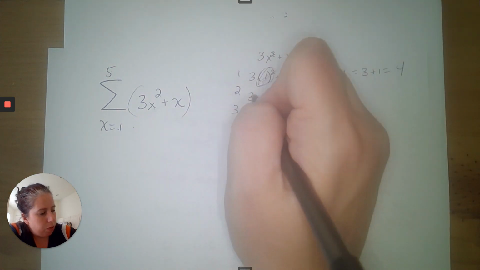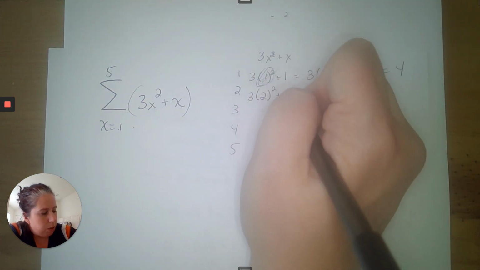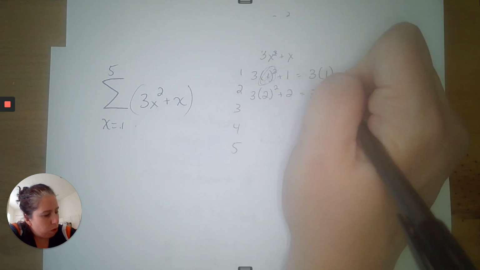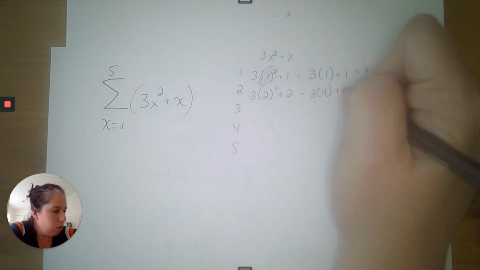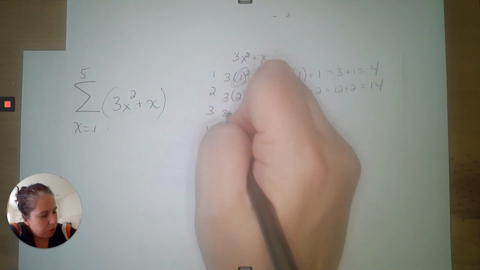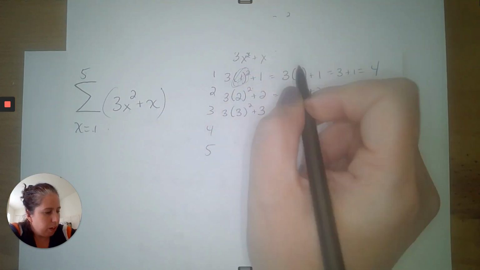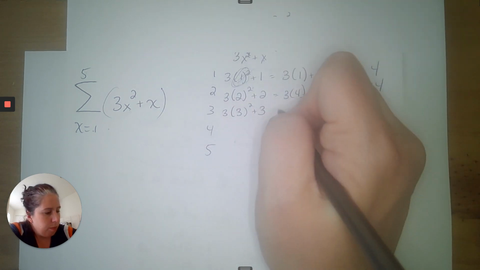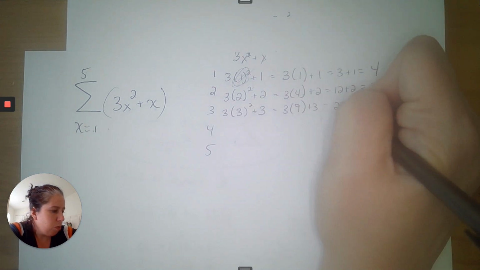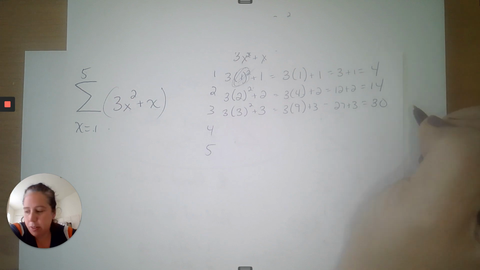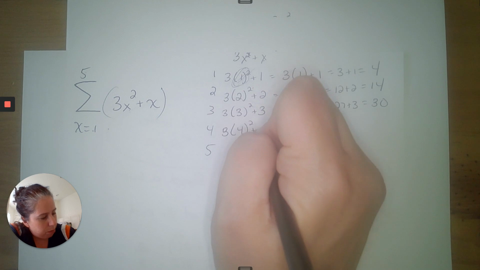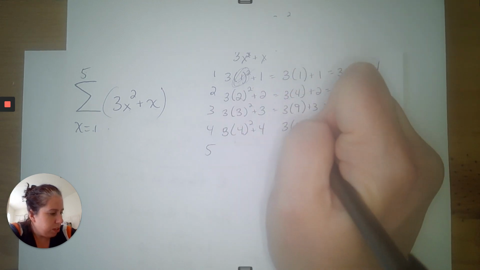Okay? Then we're going to do 3 times 2 squared plus 2, because I need to plug it here and here, right? So that's going to give me 3 times 4, because 2 squared is 4, and then plus 2. So 3 times 4 is 12, plus 2 is 14. Then we're doing 3 times 3 squared plus 3. Again, 3 here and 3 here. So that gives me 3 times 9, because 3 squared is 9, plus 3. So 3 times 9 is 27 plus 3 gives me 30. Right? Then 3 times 4 squared plus 4. So 3 times 16 plus 4.